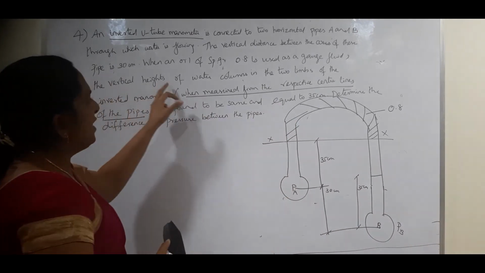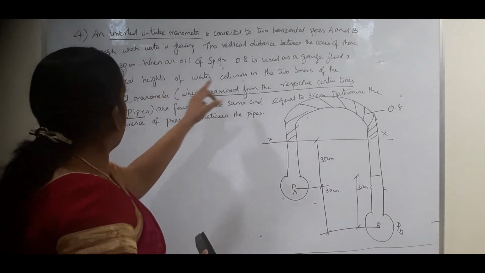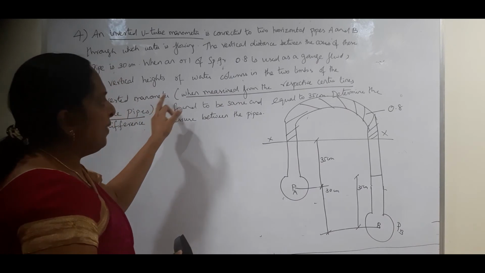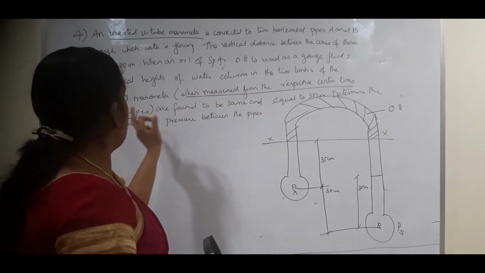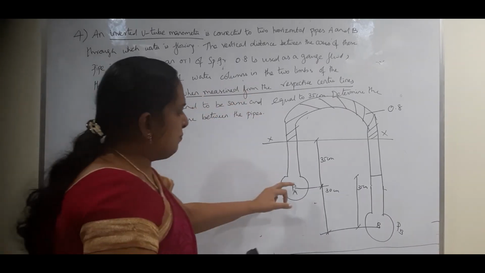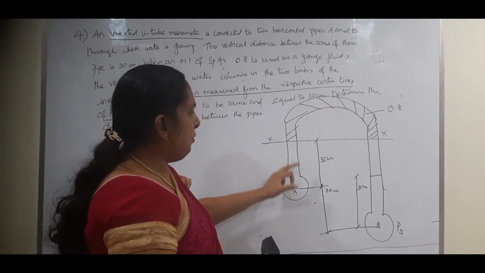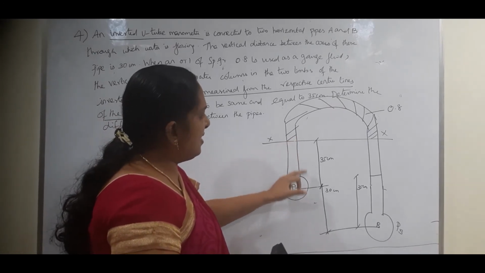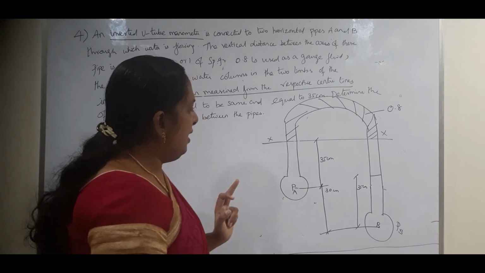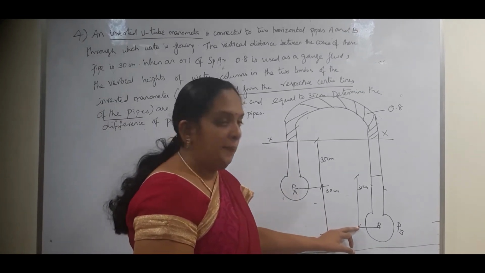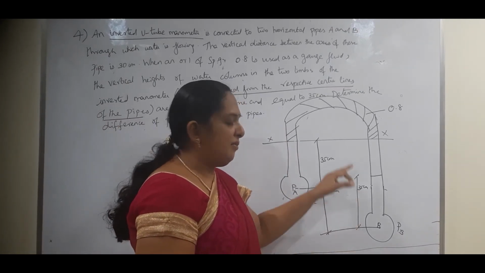The vertical heights of water columns in the two limbs of the inverted manometer, when measured from the respective center lines of the pipes. So the respective center line of the pipe to that area will be the datum. Okay, this is 35 centimeter, I do agree with that. From the respective center line of the pipe, not with that of the datum line.